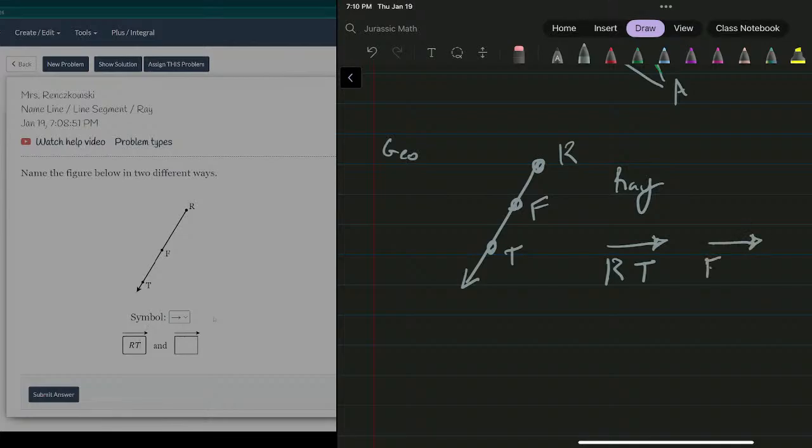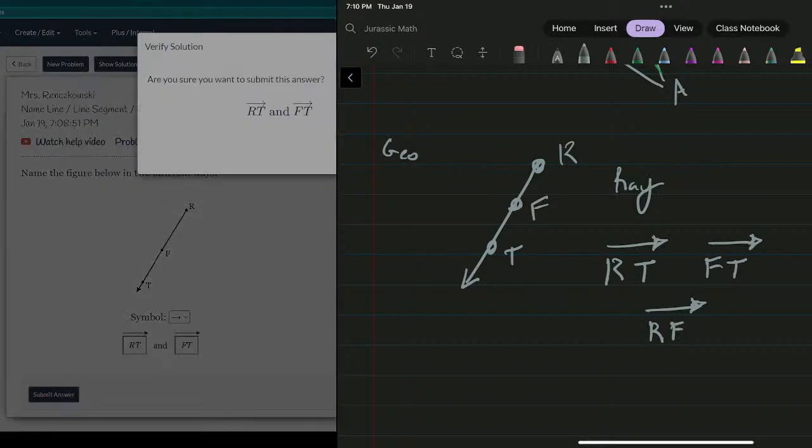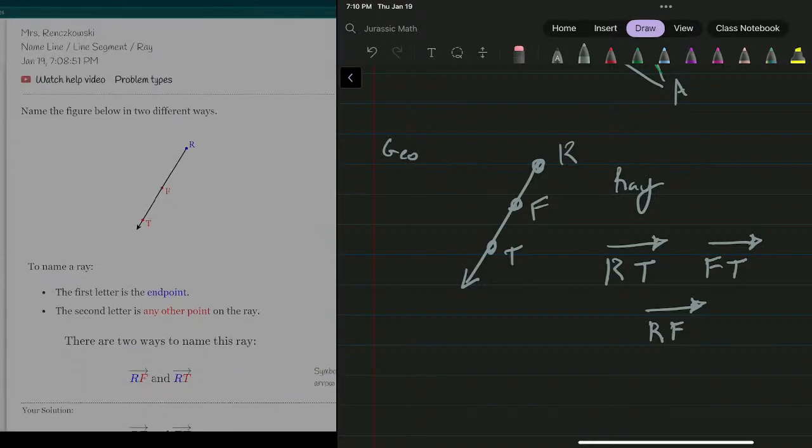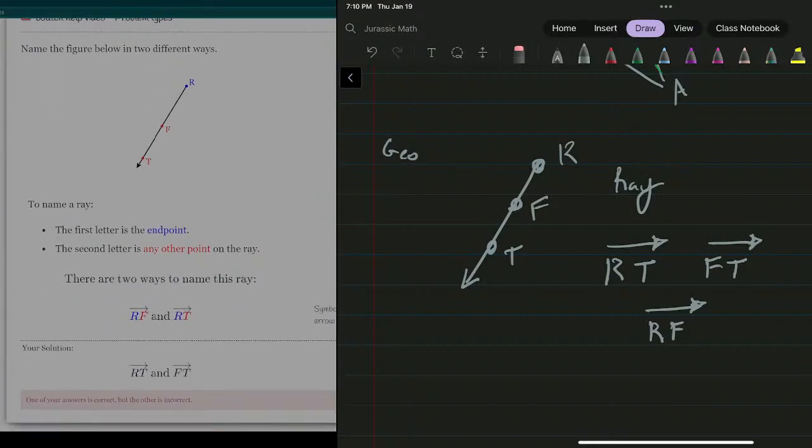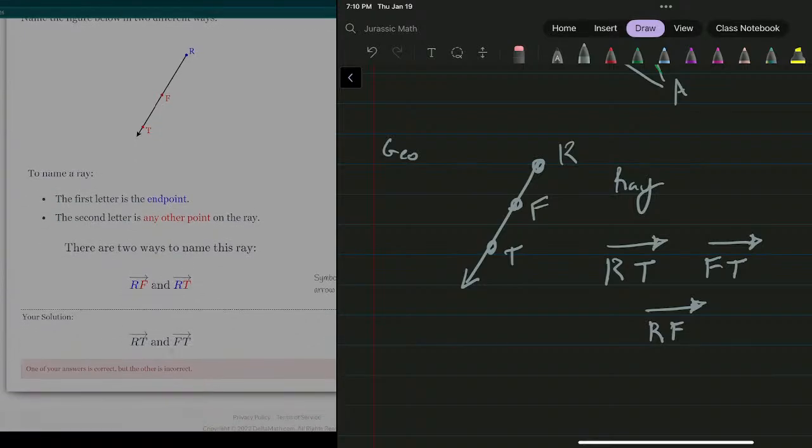Another one we could use is FT. And the big key for rays is you have to make sure that the arrow part is above the correct letter, in this case T. There's actually a third way for this one. It would not be used very often, RF, because it's still going in that direction, but I'm not sure Delta Math would take that one. Hit submit, hit yes. RF. Did I put it backwards? Oh, they did not. The RT and FT. They didn't like the FT one.